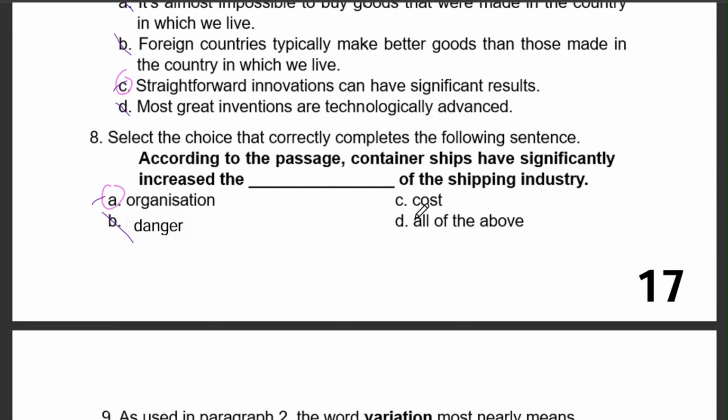B. They increase security, not danger. C. The passage never says costs went up. D. Because only organization is stated as increasing, all of the above is wrong.